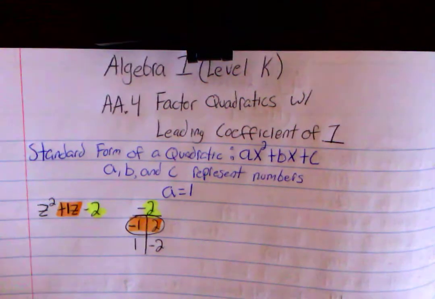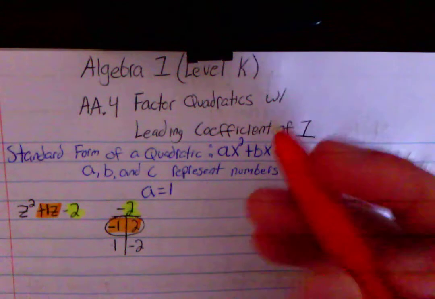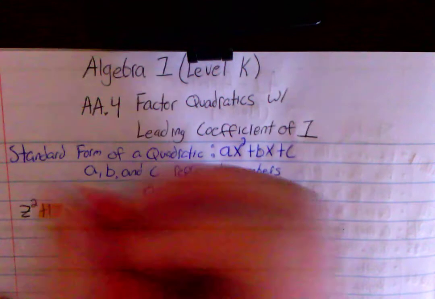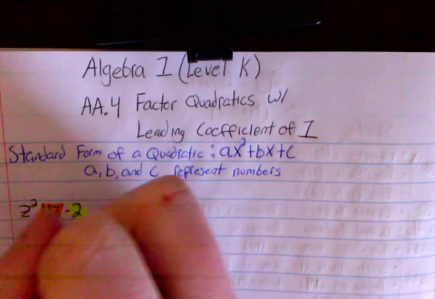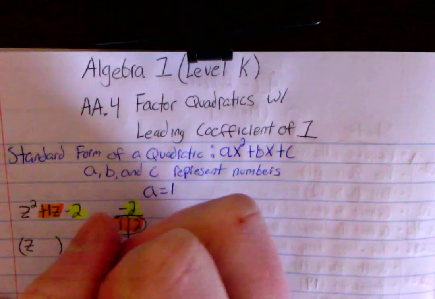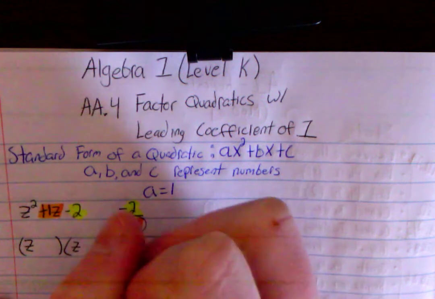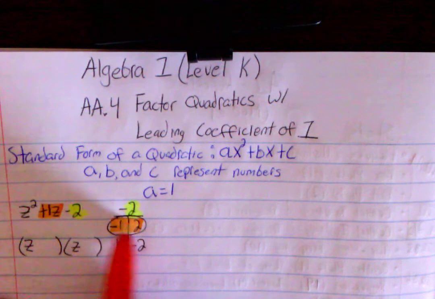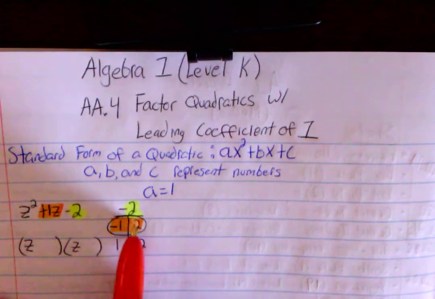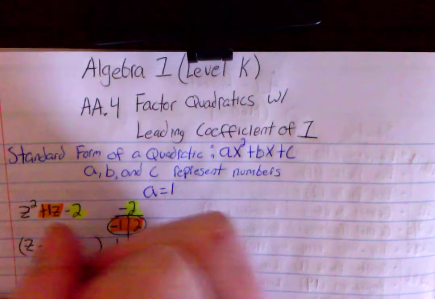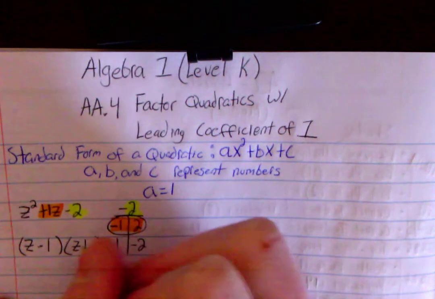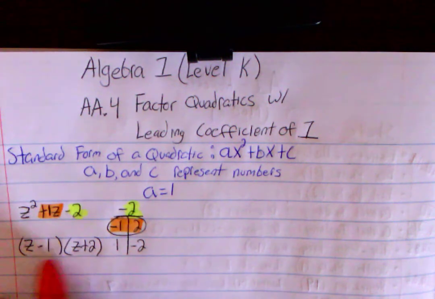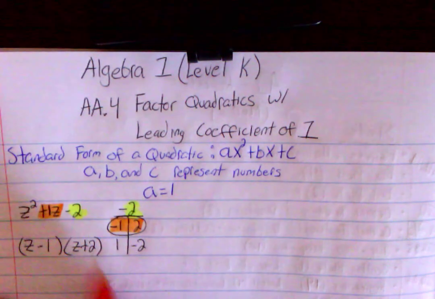The last step is finding how we write our answer. So we're using z squared. So when we multiply, we have to have a z times a z in parentheses. So z times z is z squared. And now I just write my factors in each respective parentheses. So I have z minus 1, z plus 2. Because I have negative 1, so here's minus 1, here's 2, here's plus 2.